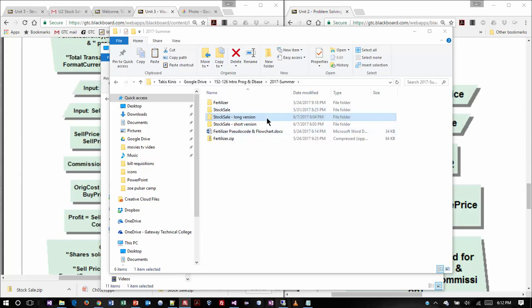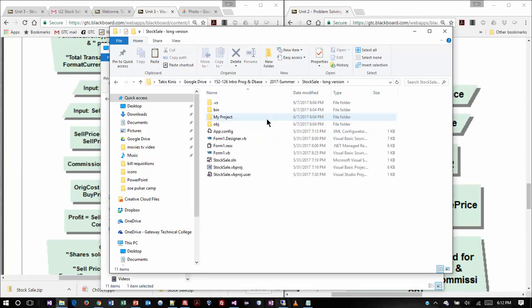All right, now that we have safe copies, I am going to be working on the copy that says long version here. So I'm going to just double click the folder and open it up. And what I can do right from this folder is if I double click either the solution file or one of these project files, these VB project ones, that will open it up into Visual Studio directly. So that's an alternate way to open things.